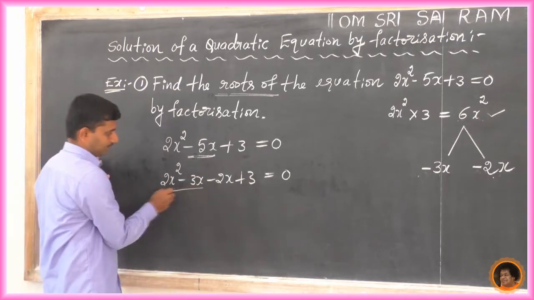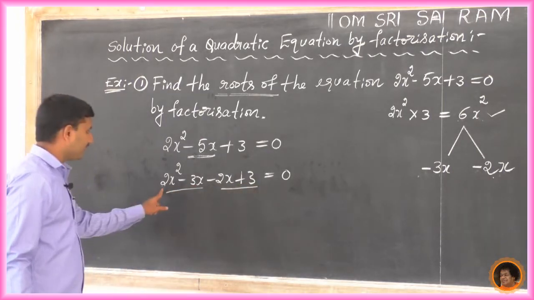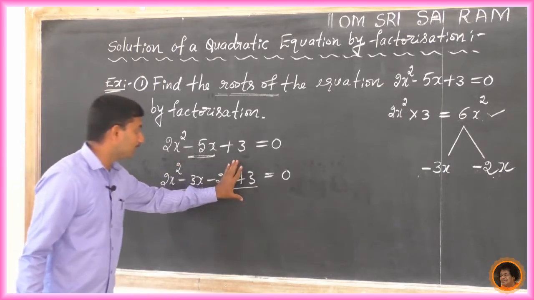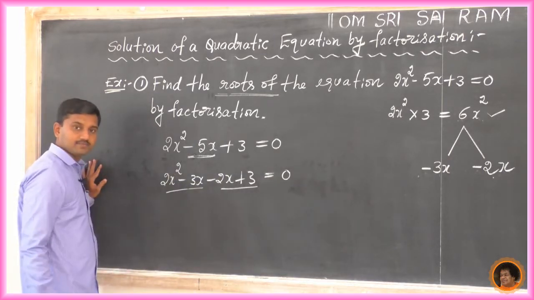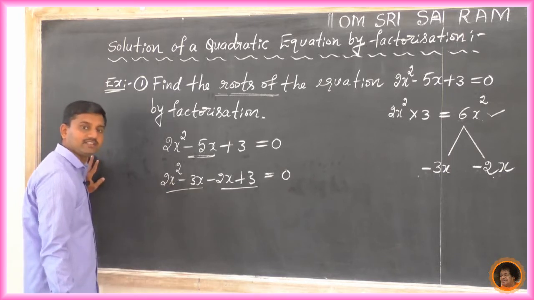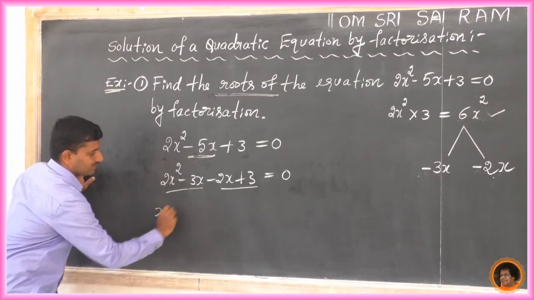Next, grouping. Make the group of the two terms. Here 2x square minus 3x is the first group, and the second group is minus 2x plus 3. Now once again factorize. Is there any common factor? In 2x square and 3x, what is the common factor? The common factor is x. So take x outside.